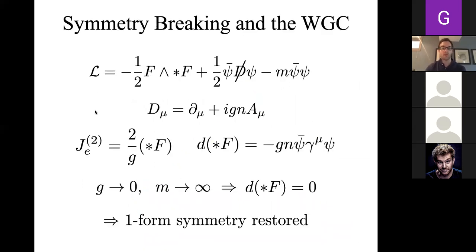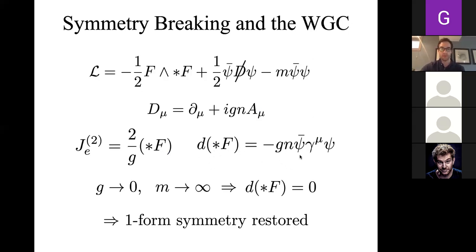And this was connected to the notion of higher form symmetry breaking. You remember we started with this Lagrangian with Maxwell theory. We added in a charge n fermion like this. And we saw that this broke the U(1) electric global symmetry down to a Z_n subgroup, as can be seen from looking at the equations of motion.